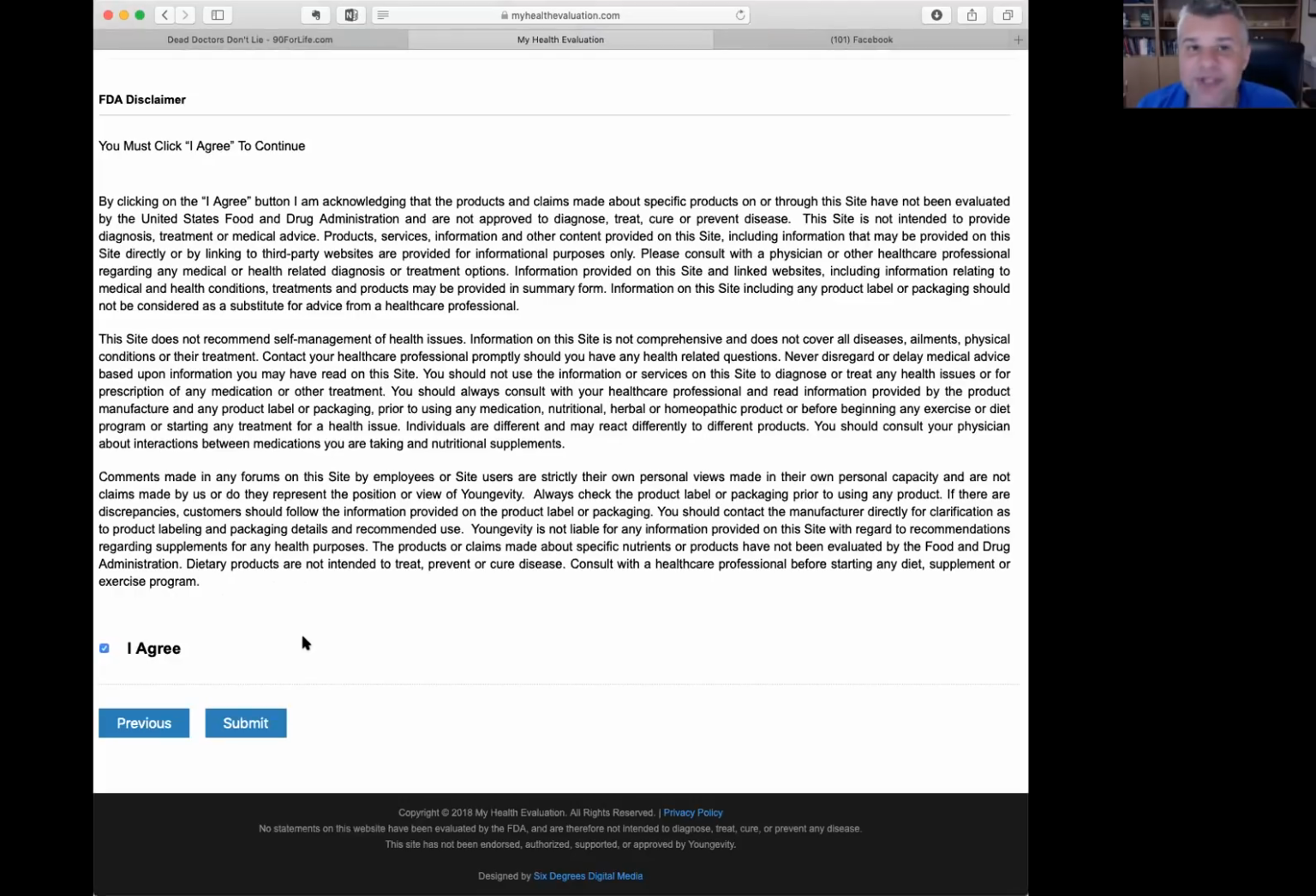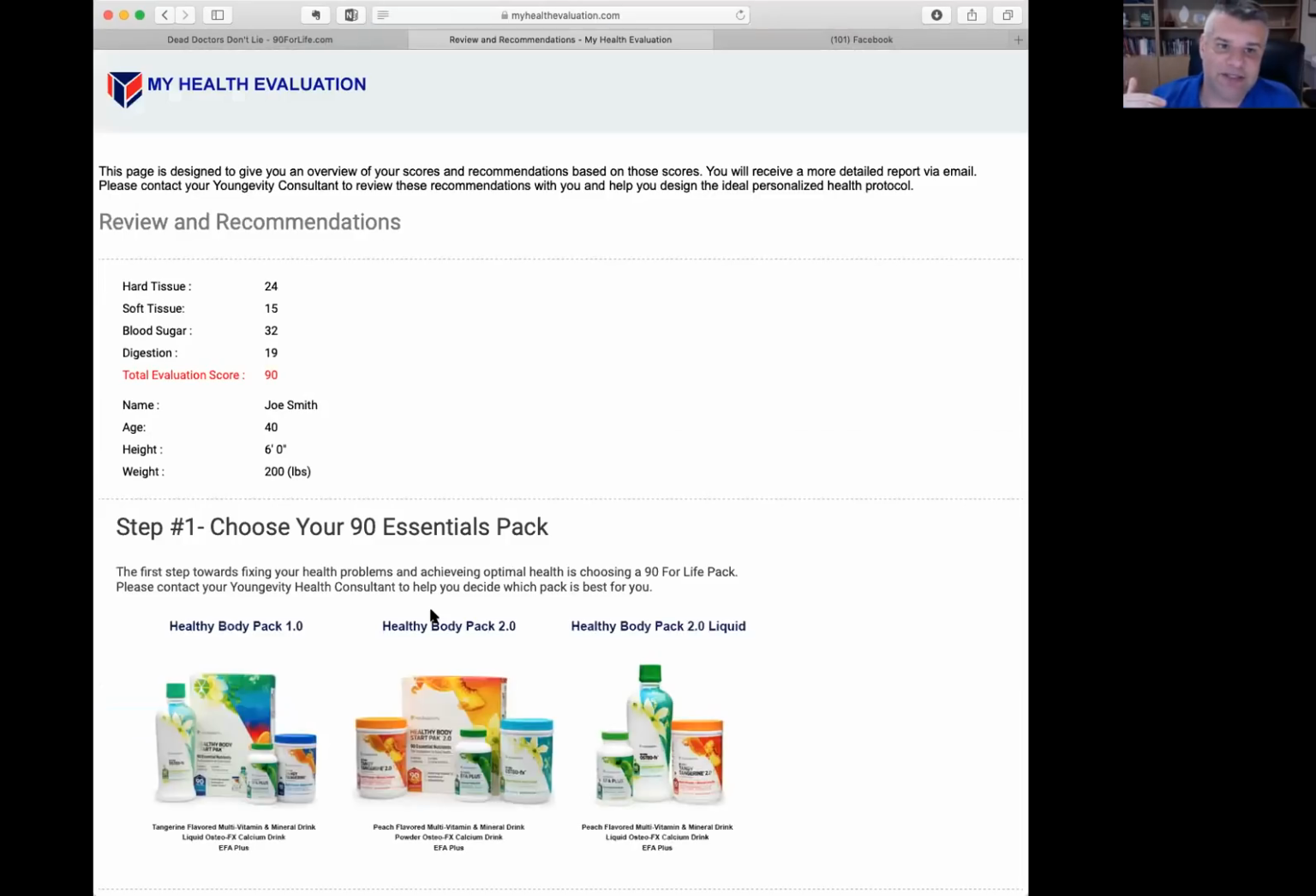If they do not do this part, the health evaluation will not go through. So they've got to agree. Just filling out the last page and hitting next isn't good enough. They've got to hit agree and then hit submit to go to the results and recommendations page. So now they're taken to the review recommendations. This is the results and recommendation page here.